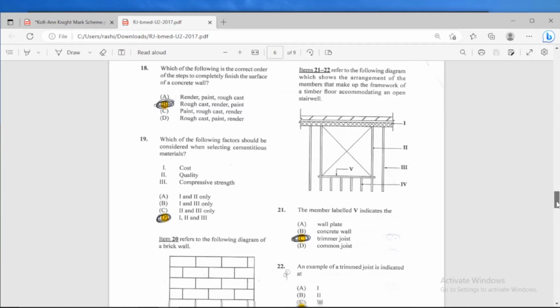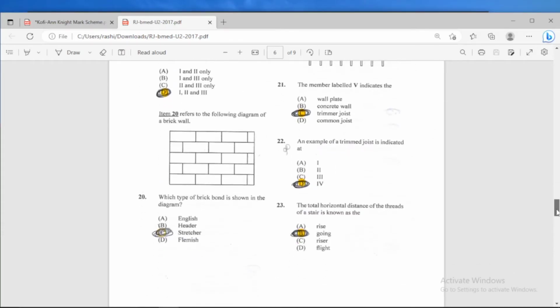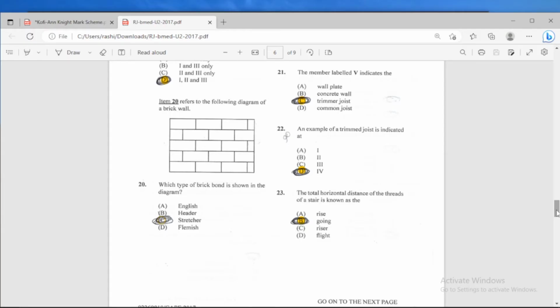Alright, good. Item 20 refers to the following diagram of a brick wall. Which type of brick bond is shown in the diagram here? So we have different types of brick bonding, and as the term suggests, bond, it's just how you go about arranging the bricks together, so the bricks are bonded together.